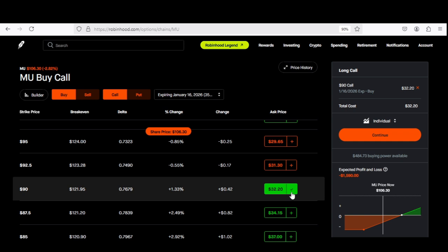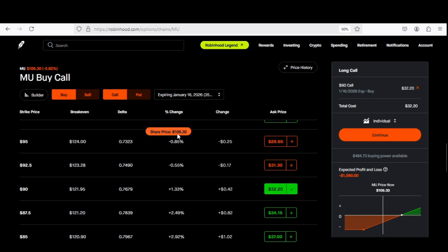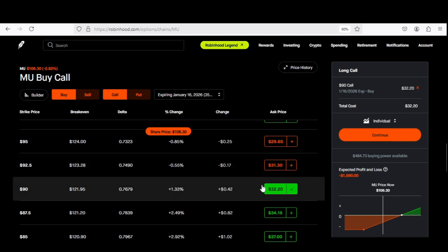Now, the stock market does go up as well as it goes down. So in reverse, if the share price drops from 106 to 105, then your overall option is going to go down by $76 as well. Now, why would you do this option strategy? Why would you do a LEAPS option strategy?